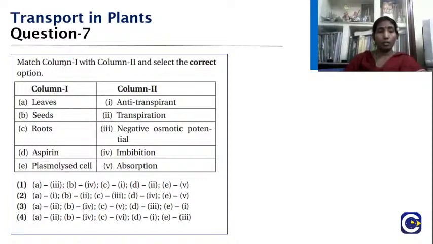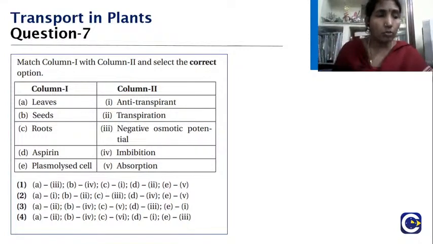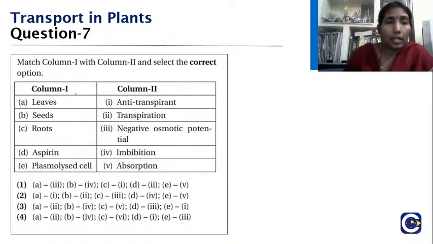Here we are going to match some of the important interesting things. They have given column 1 as well as column 2. You are going to select the correct option here. Okay. So what is the correct option? We will see. They have given leaves, seeds, roots, aspirin, plasmolysed cell, and in column 2 they have given some of the functions of these structures: anti-transpirant, transpiration, negative osmotic potential, imbibition and absorption. So you should know what option it should fit. Okay. So let us start working on it.